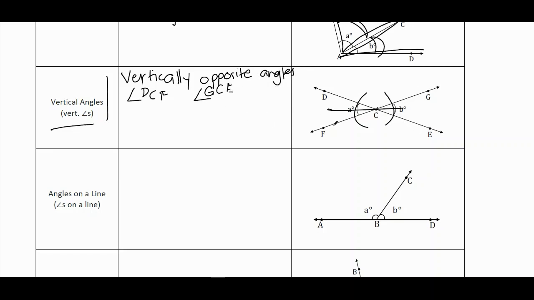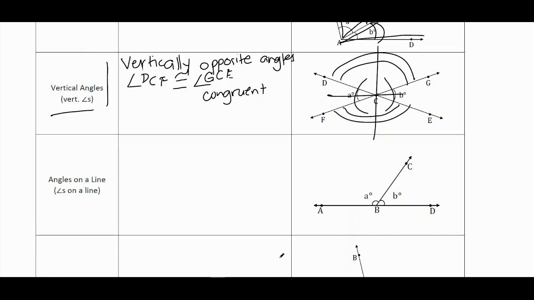If two angles are vertical to each other, therefore they are congruent. When we say congruent, it means they are equal to each other. Same goes with angle DCG, this angle here, and angle FCE. You can see they are vertical to each other. So therefore we can perform a vertical opposite angle wherein they will be congruent.